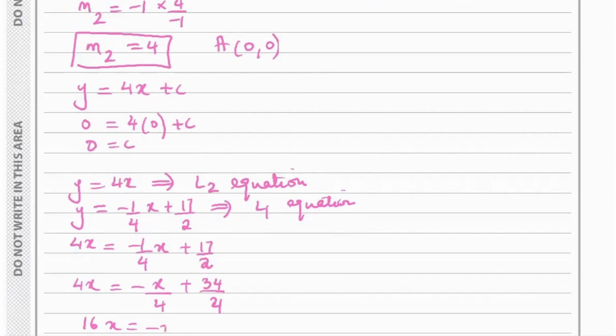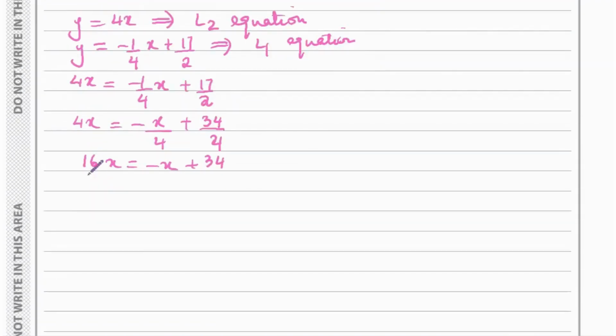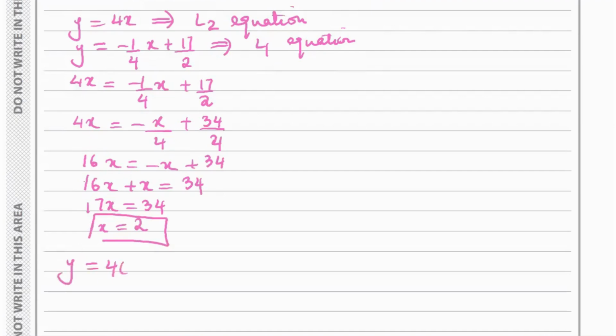16x equals negative x plus 34. 16x plus x equals 34, which is 17x. So x is going to be 2. So then y is going to be 4 times 2, which is 8. You can put x equals 2 in either of the equations. Both will give the same answer. So coordinates of R are 2 and 8.